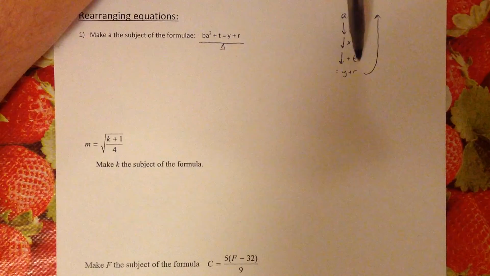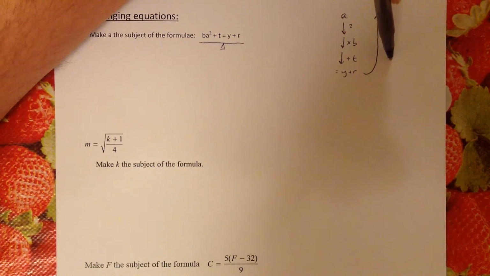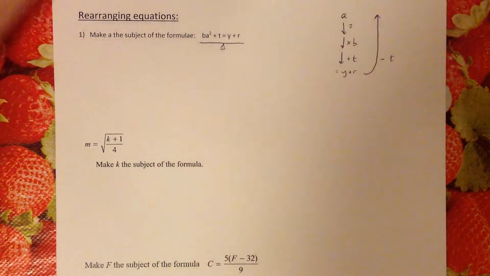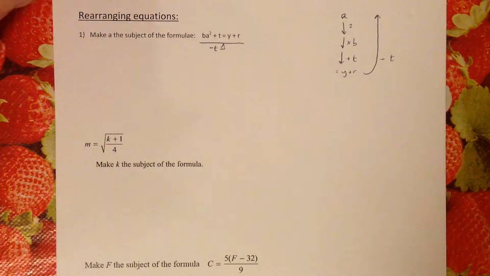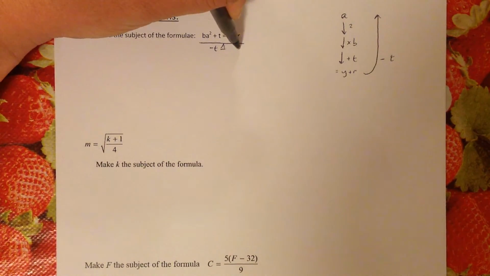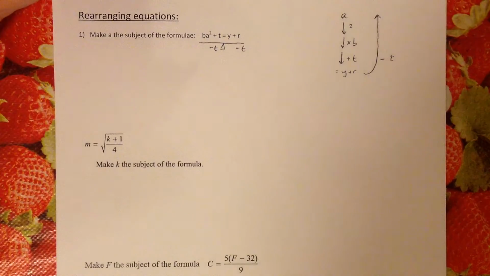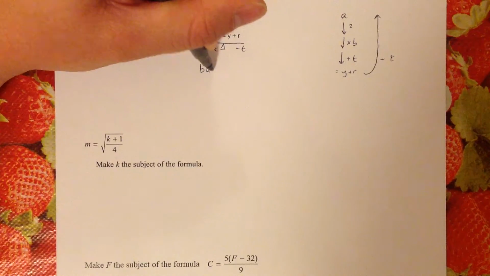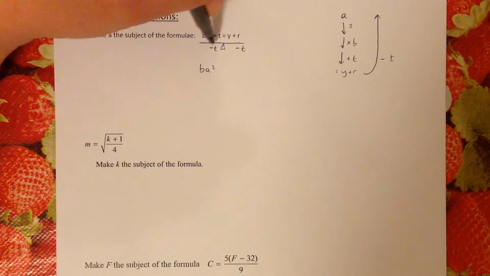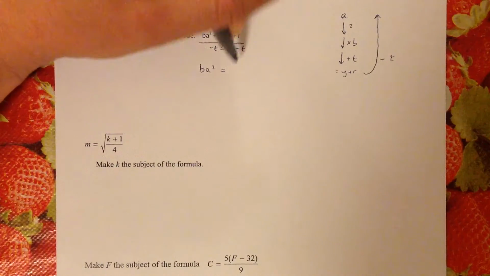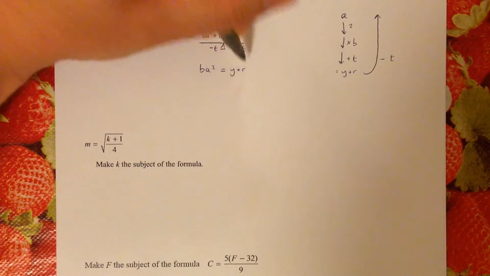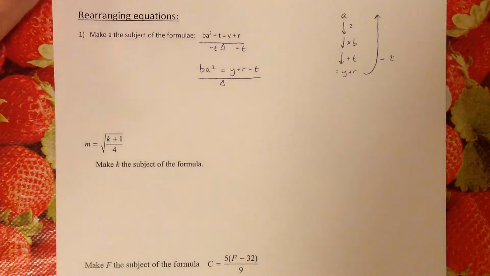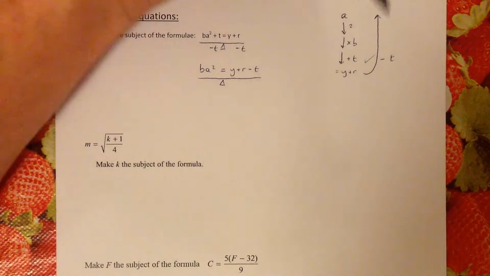So the last thing that happened was add T, so we need to start by getting rid of T. And to get rid of T we do the inverse, so the inverse of add is subtract, so we're going to subtract T. But the concept of this balancing method is that we need to do that to both sides of the equation to keep the balance and to keep it in equilibrium. So my new equation is now going to say BA squared. The plus T and the minus T cancel each other out, so that's gone. And on the right hand side I've got Y plus R subtract T. And I'm still balanced because I've done the same thing to both sides, and therefore I can tick off undoing this bit if you like.